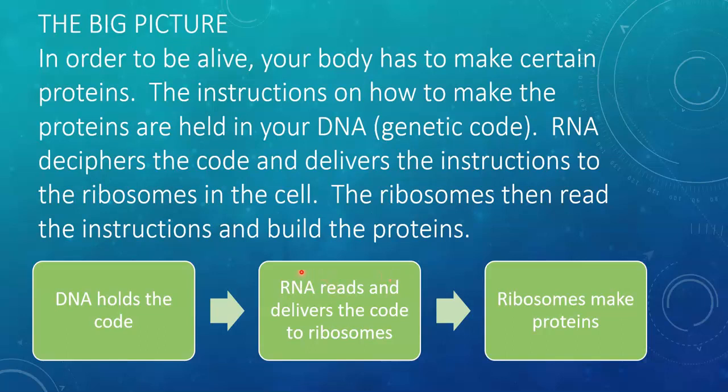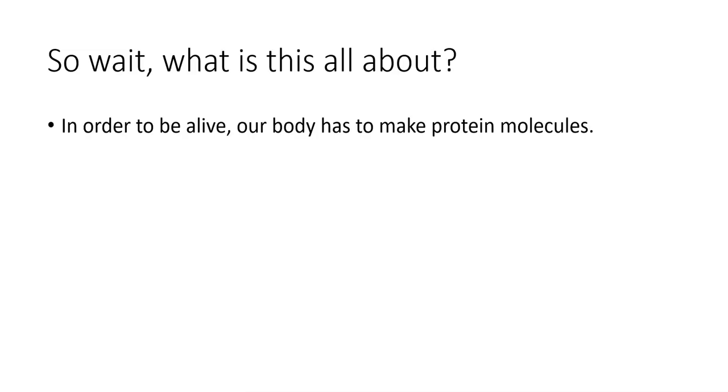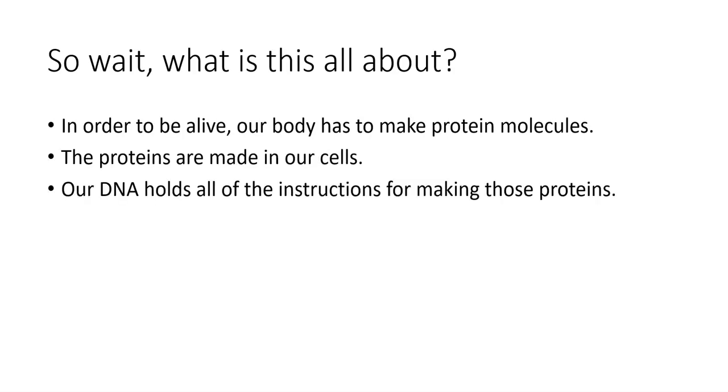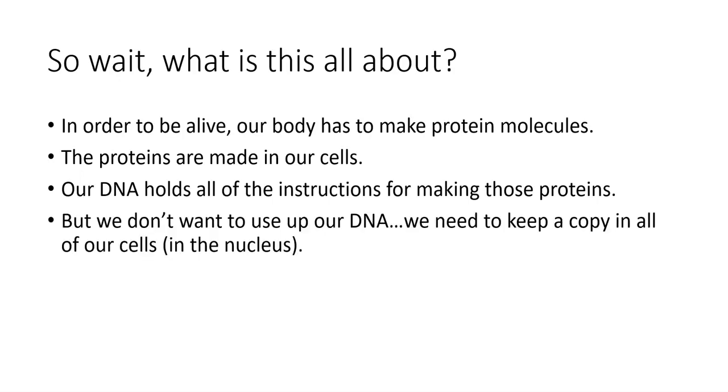So today we're going to discuss how RNA, messenger RNA specifically, is made, because messenger RNA is just a copy of a section of the DNA molecule. In order to be alive, our body has to make proteins. The proteins are made in our cells. Our DNA holds all of the instructions for making those proteins, but we don't want to use up our DNA. We need to keep a copy of the original DNA code in all of our cells inside the nucleus.